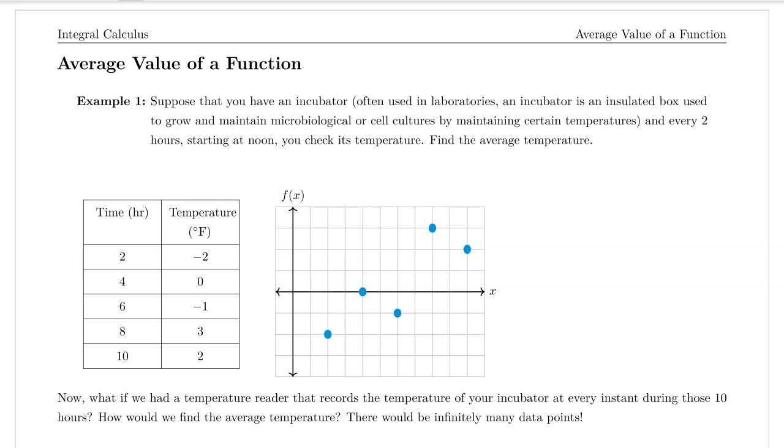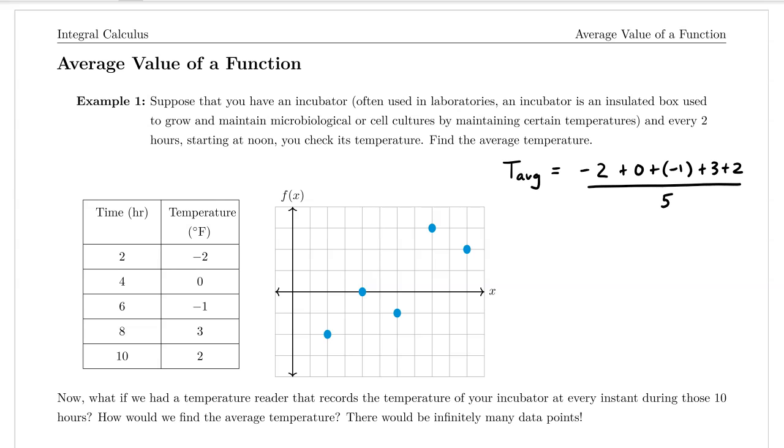And if I wanted the average temperature, which I'll denote with capital T sub AVG, that is equal to, I'm going to take the 5 temperatures that we have, -2, 0, -1, 3, and 2. And then because I have 5 data points, I'm going to divide by 5. And -2 plus 2 is 0, and we end up with 2/5, or in other words, 0.4 degrees Fahrenheit. So that is our average temperature.